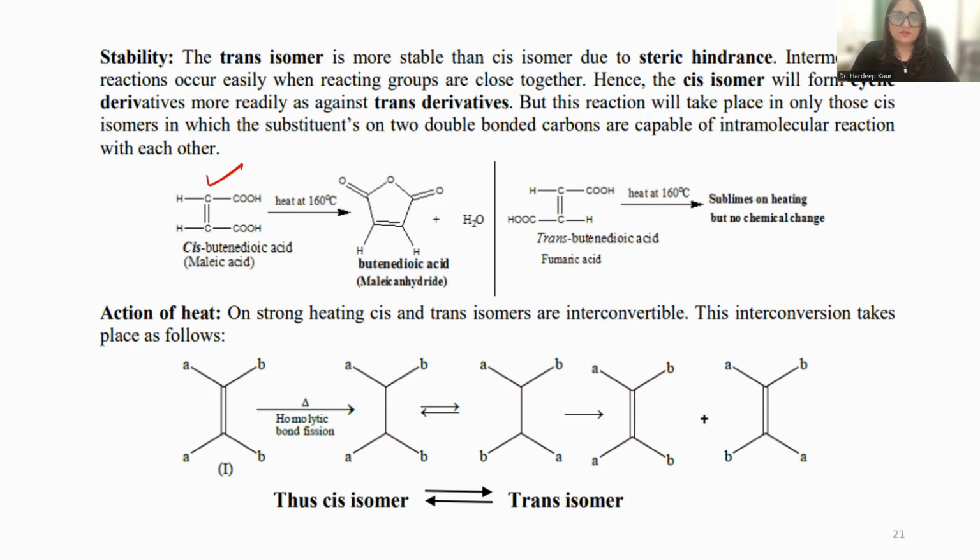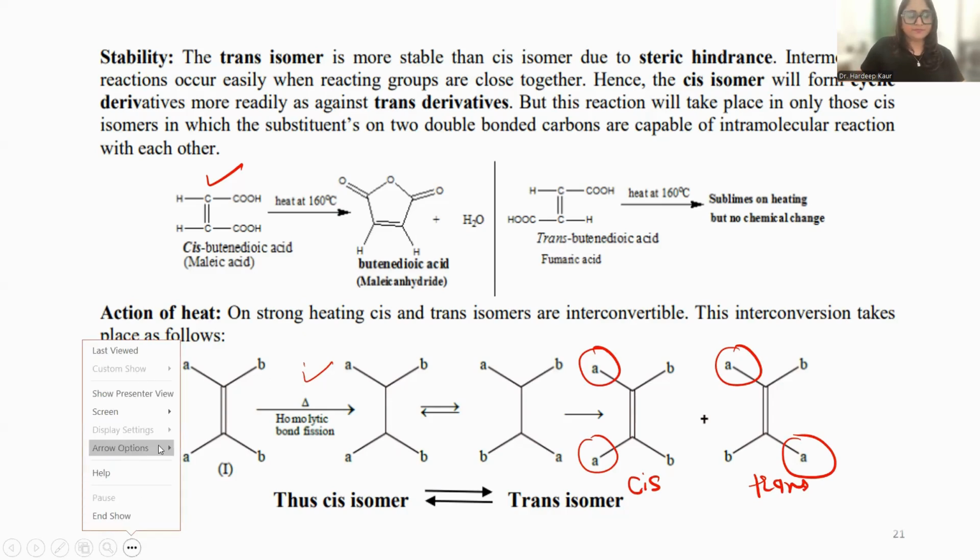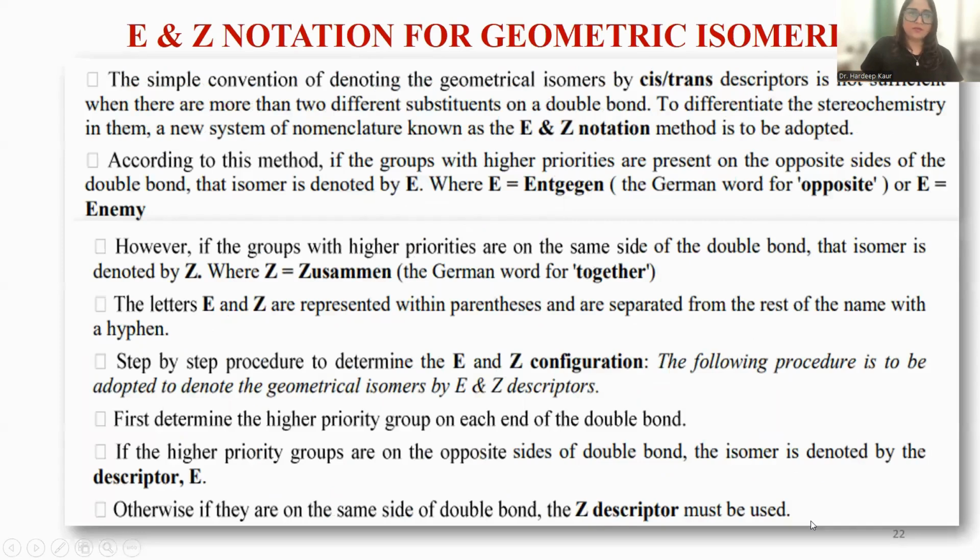If you check to differentiate between cis and trans, on strong heating, cis and trans isomers are interconvertible. This interconversion takes place as follows. Homolytic bond fission will occur, the double bond breaks, and then we have A and A. That means this is the cis isomer plus the trans isomer. Okay. So in this case, you will see how they are getting changed.